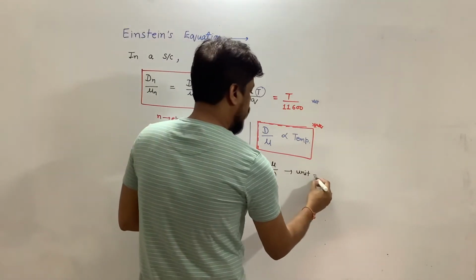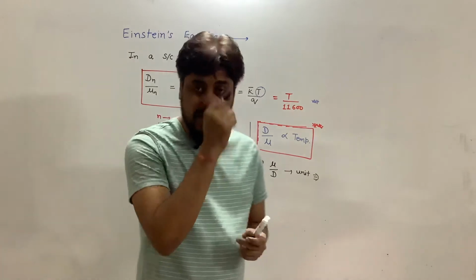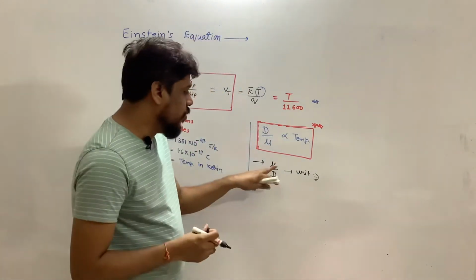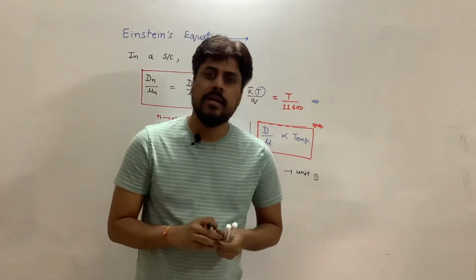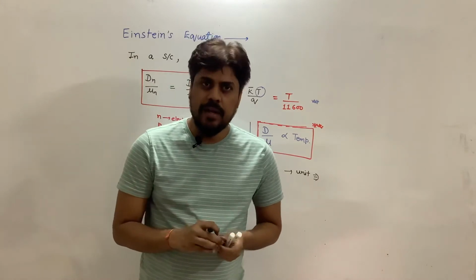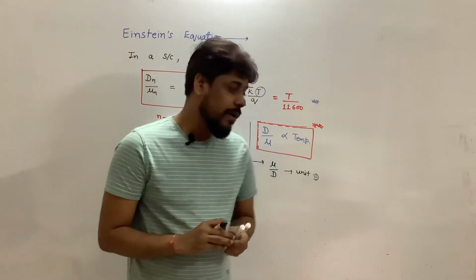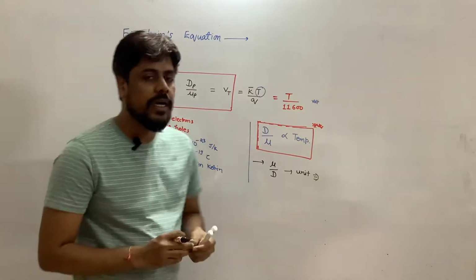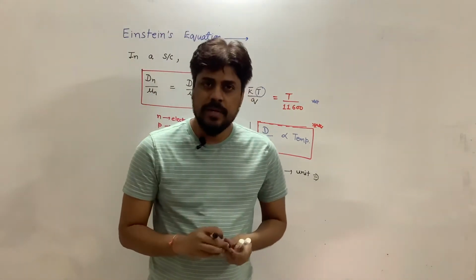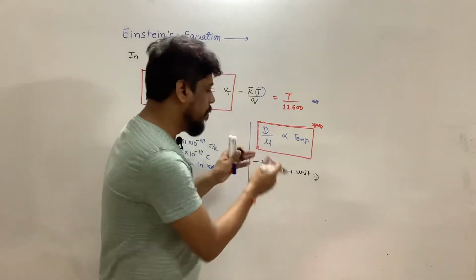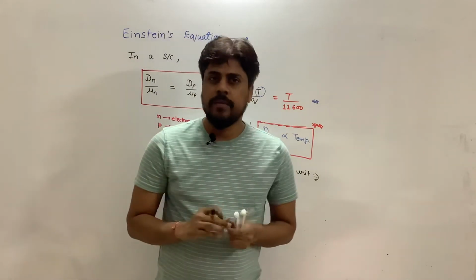A lot of students, what are they doing? They plug in the unit of mu. Unit of mu is meter square per volt second or centimeter square per volt second, and for diffusion constant the unit is centimeter square per second or meter square per second. So they plug these in and cancel out each one, but this is a lengthy process.